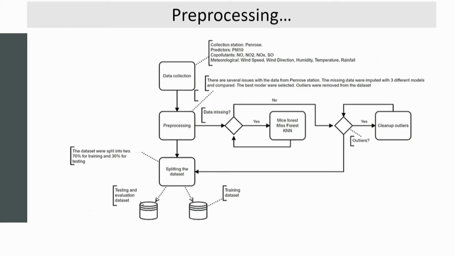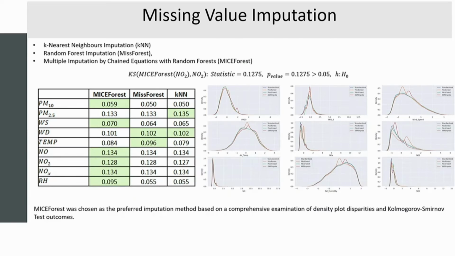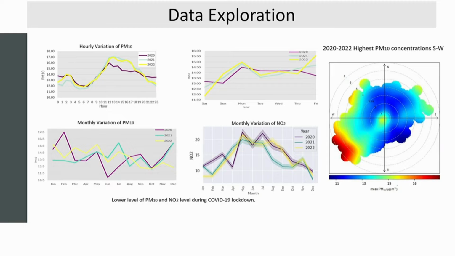data. We pre-processed the data, trying to clean it, and the missing data were imputed using MICE, Miss Forest, and KNN, and the best method was found to be Miss Forest for imputation, due to some statistical methods and graphical methods. In the main data analysis, the PM10 concentration in Penrose comes from the southwest, and you can see some variation in the data, and you can see how NO2 and PM10 were going down during the level 4 lockdowns in 2020, 2021, and sometimes in 2022.